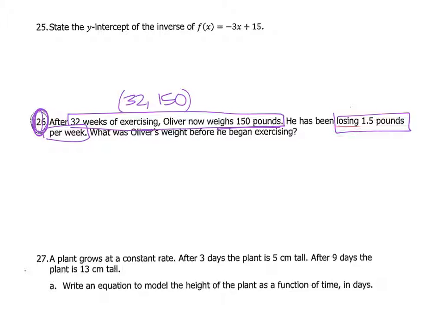Then it says that he's losing, remember it means negative, 1.5 pounds per week. Per, there's that other keyword, each, every, per. That means that our slope is negative 1.5. So remember, if we have a point, x1, y1, and we have a slope, then we can figure out an equation to write here. Y minus y1 equals m times x minus x1. Go ahead and plug in. I'm going to do this silently here on the video. You can check your answer as you go or at the end.